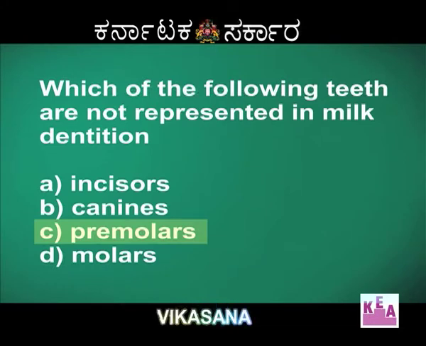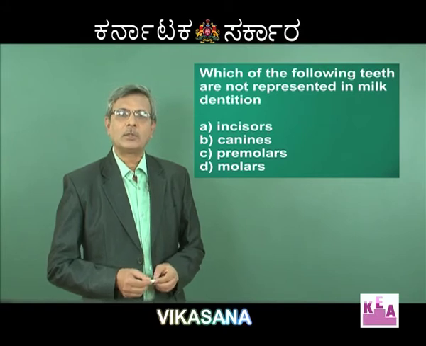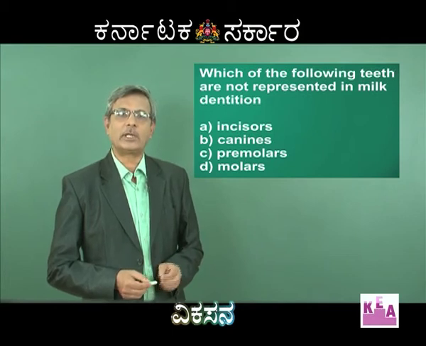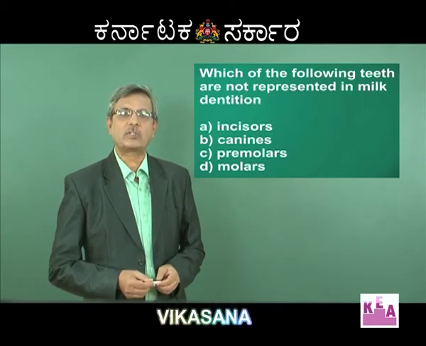Also remember, when we talk about molars, in permanent dentition it is 3 bar 3. The last molars are not represented in milk dentition, which are called wisdom teeth.